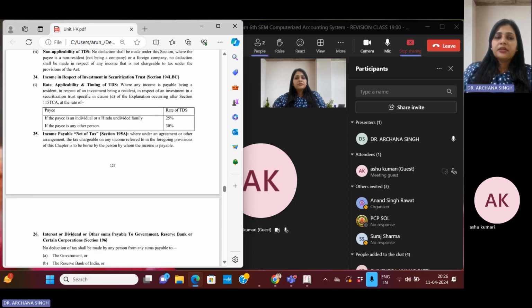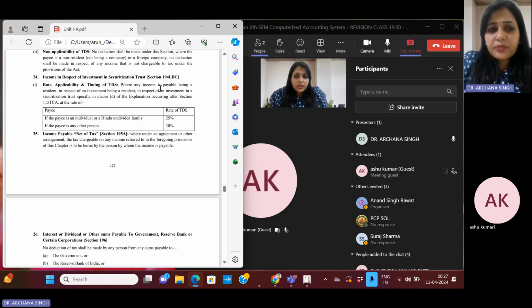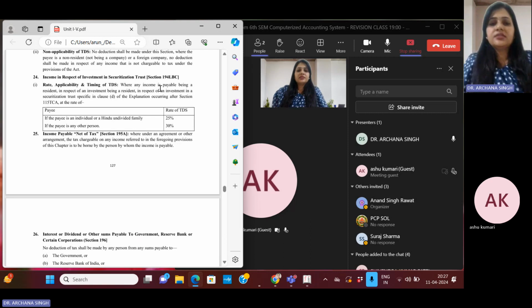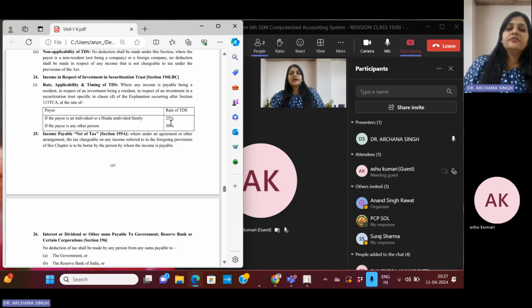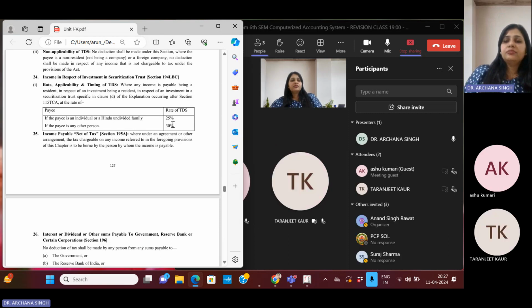Then income in respect of investment in securitization trust, it is according to section 194LBC, and what it says: where any income is payable to a resident in respect of investment in a securitization trust specified in clause (d) of the Explanation occurring after section 115TCA, at the rate, if the payee is an individual or HUF, the rate of TDS will be 25%, and if the payee is another person then it would be 30%. Okay.